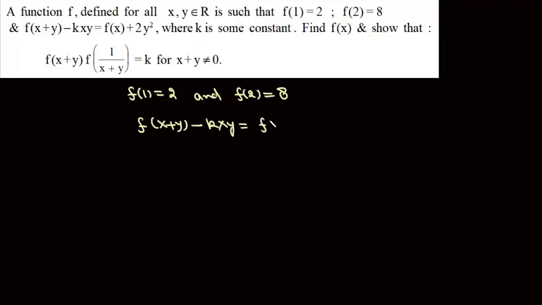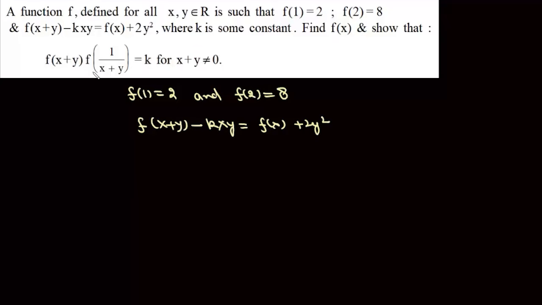Now the question is, a function f is defined for all x, y belongs to R such that f(1) is 2 and f(2) is 8, and we're given f(x + y) - kxy is f(x) + 2y², where k is some constant. We need to first find f(x) and then show that f(x + y) into f(1/(x + y)) is equal to k for x + y unequal to 0.